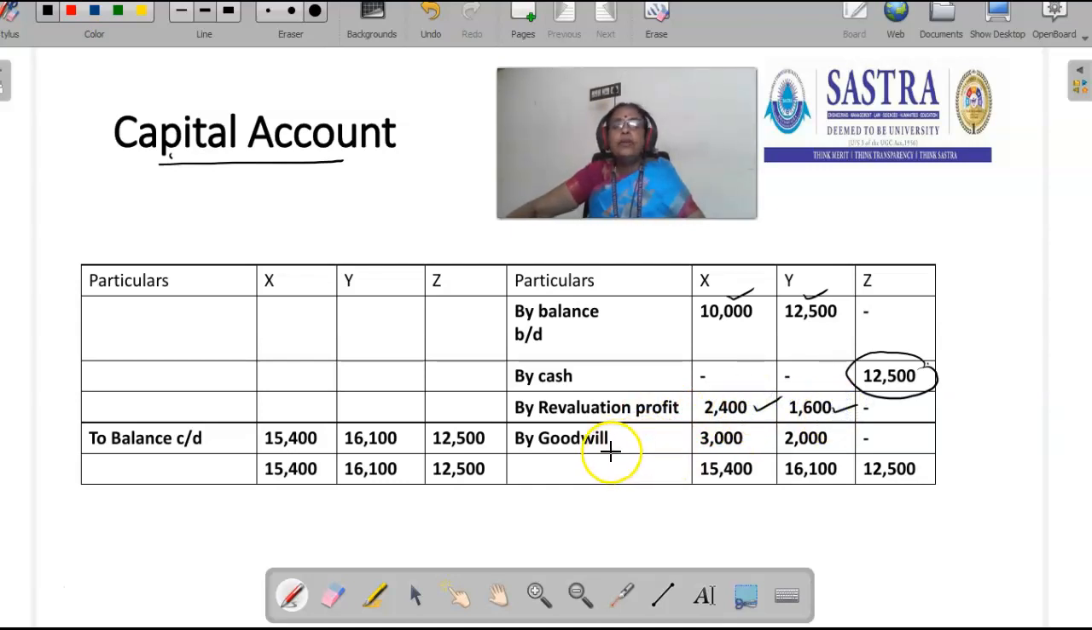Goodwill, that is goodwill account, to X capital account and Y's capital account is 3,000, 2,000. Goodwill is distributed among the old partners in their sacrificing ratio. So the total capital balance of X is 15,400, Y is 16,100 and Z is 12,500.